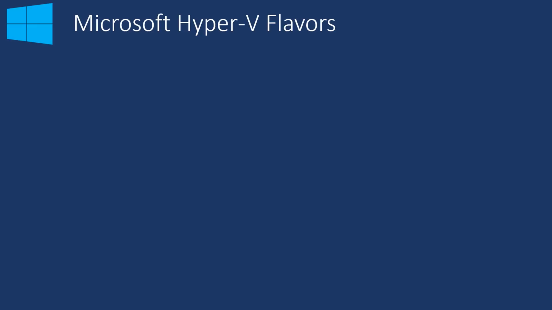Now, what about Microsoft Hyper-V flavors? We know now Hyper-V is a type 1 hypervisor. But how to get this Hyper-V? We have what is called server Hyper-V and client Hyper-V. Both of them are type 1, of course, because they are Hyper-V. But server Hyper-V, from its name, normally comes built in with the server operating system from Microsoft, whereas client Hyper-V comes built in with the client operating system from Microsoft.